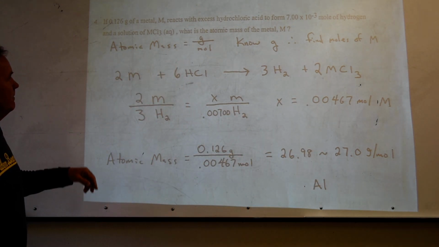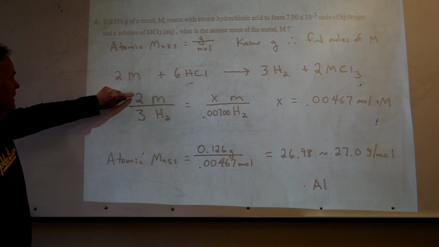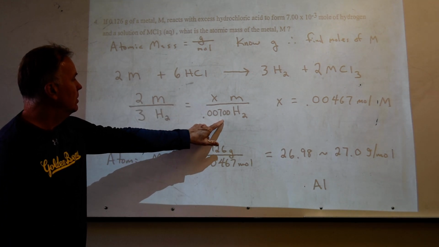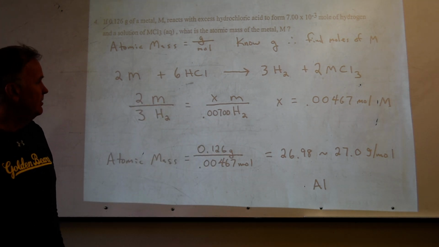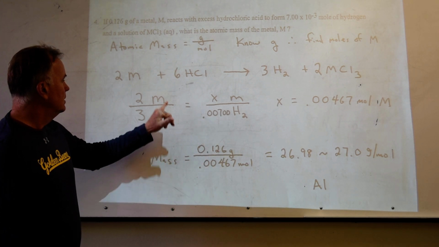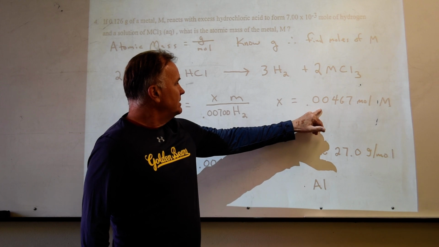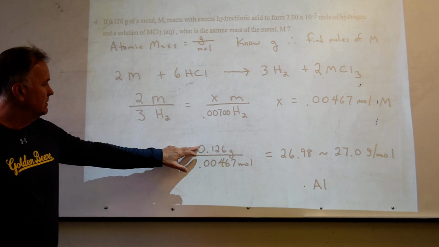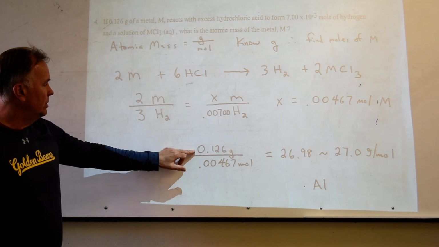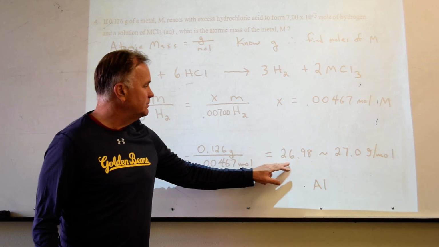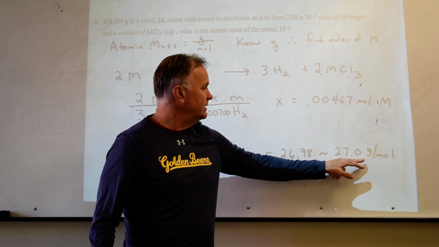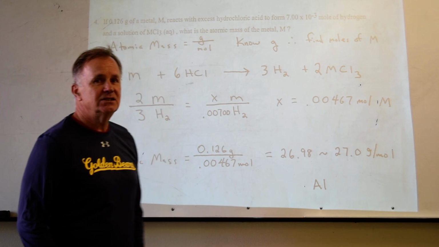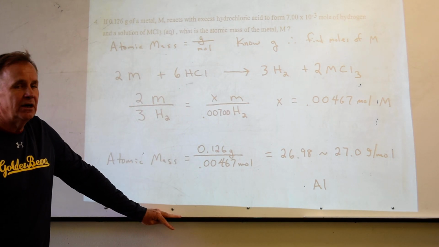So we want to figure out how many moles of M we have. That's a 2 to 3 ratio with hydrogen. So 2 is to 3, like x is to 0.00700. You can keep it in scientific notation if you want to. I choose not to. Then just cross multiply. X is 0.00467 moles of M. Atomic mass is grams per mole. So your grams is there, your moles is there. It ends up with 26.98, which rounds off to 27.0 grams per mole, which, looking up the periodic table, turns out to be aluminum. Again, this key is in your folder, so you can check your work against it.